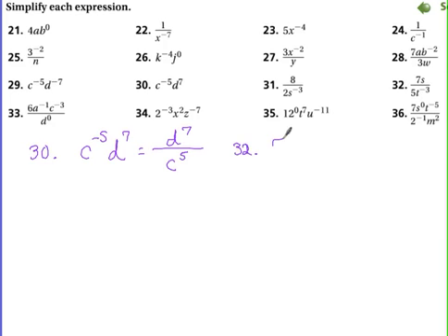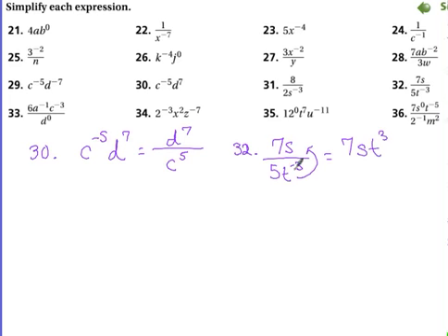32. 7s over 5 t to the negative 3. This is the only one with a negative exponent. It's going to want to travel up here. So we have 7. We have s. T is to the third power up top. This 5 did not have an exponent other than 1, so it stays on the bottom.